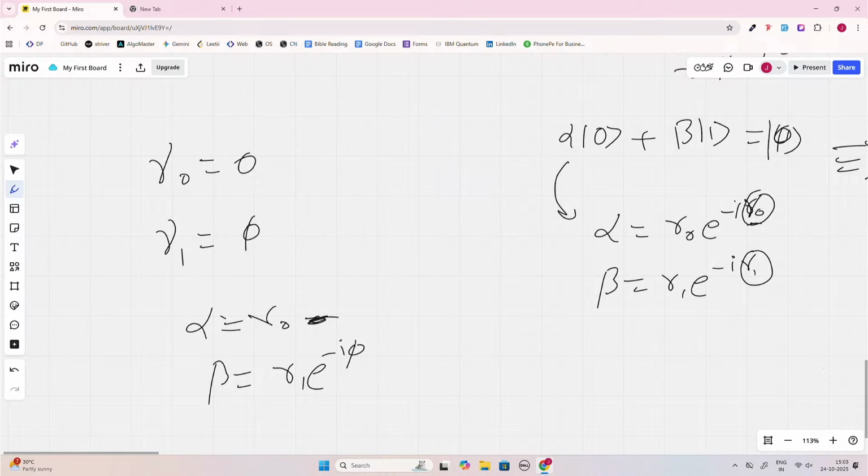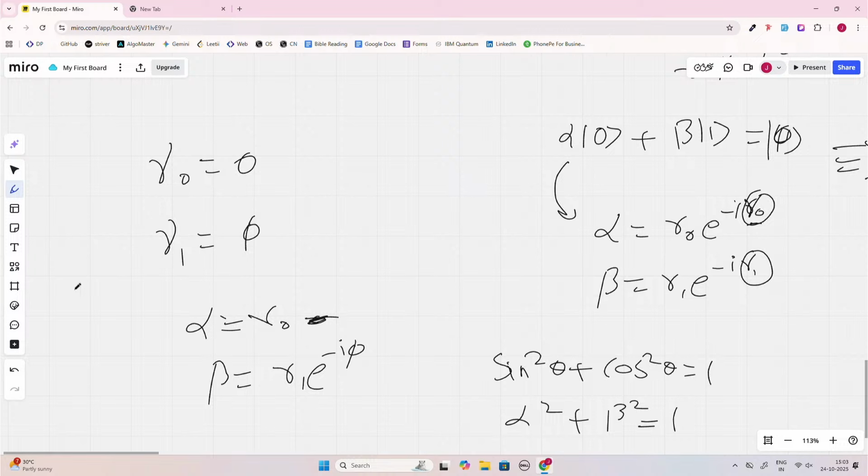Now, one more thing. What is alpha square plus beta square? 1. In trigonometric identity, sin square theta plus cos square theta equal to 1. Can I represent it like alpha square plus beta square equal to 1? Yes or no? I can do that stuff. Both are technically the same. Are you guys getting the point? So as both are technically the same, I can make alpha square plus beta square equal to 1.